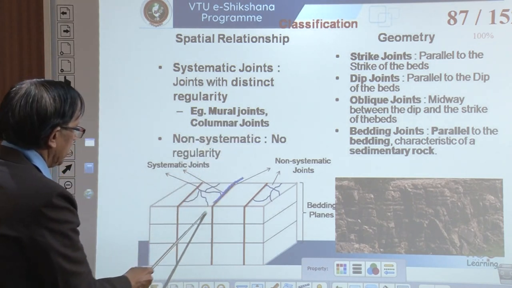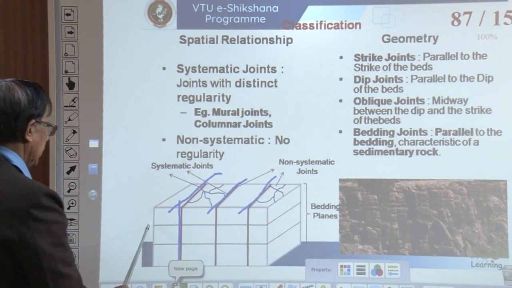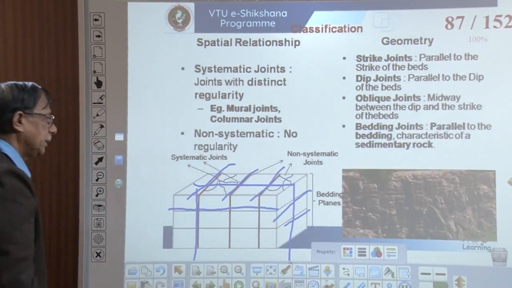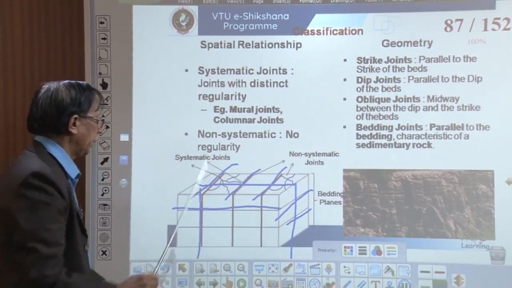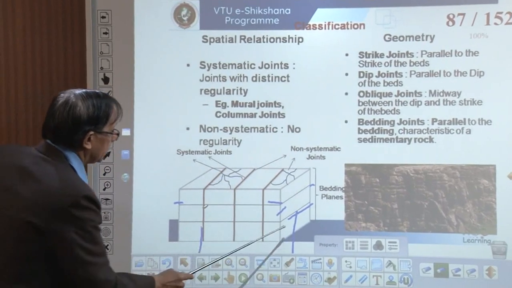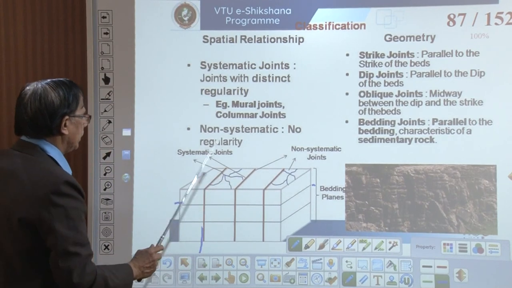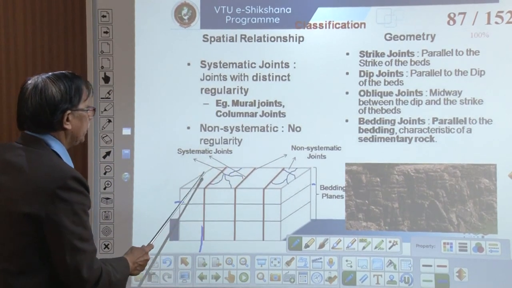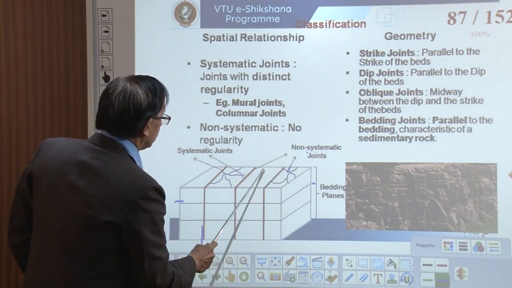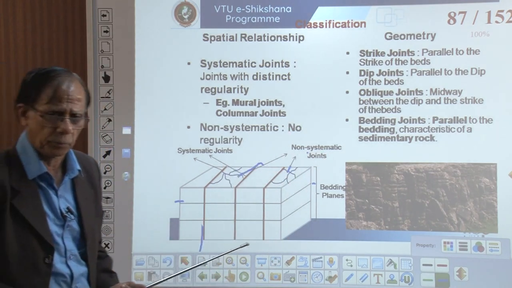For example, here you have a set of joints in three dimensions. This is one more set of joints. There can be one more set of joints like this. Now, these are regular patterns, and there are also not necessarily regular patterns. For example, in this case, you find these are not regular, irregular. These are systematic joints, but these are non-systematic joints. These non-systematic ones do not have a regular pattern.